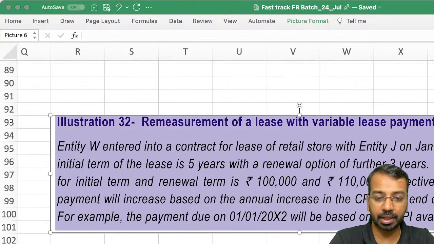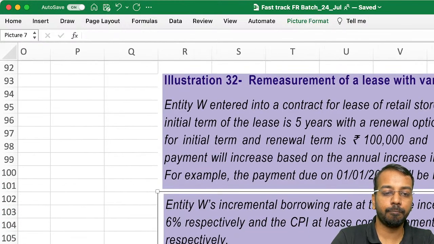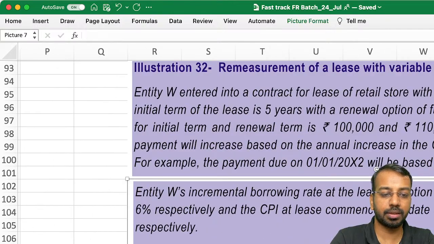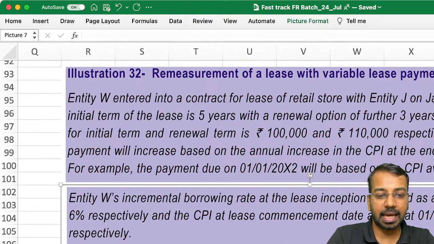And if you have study material handy, please keep it. The same question is also available in the notes. You can refer to it subsequently also, not a problem. Okay. So this is the question. Now first is 5 years and the incremental borrowing rate.